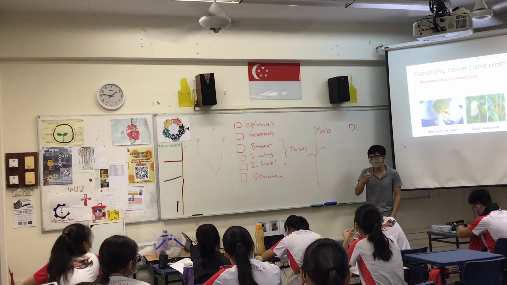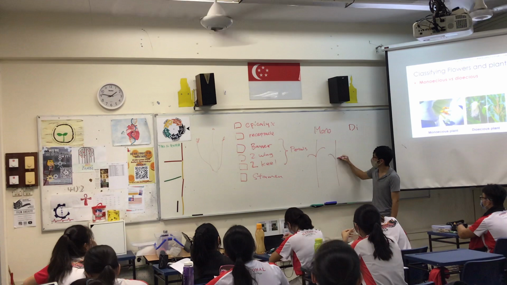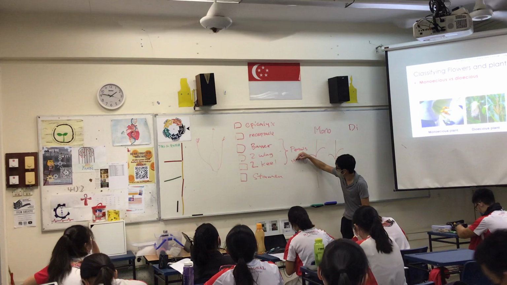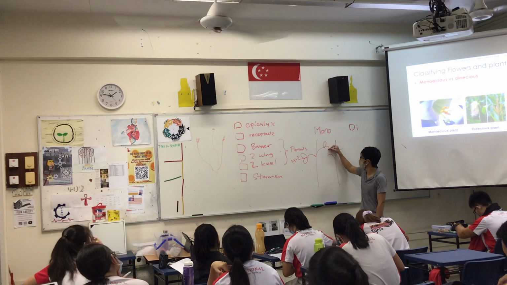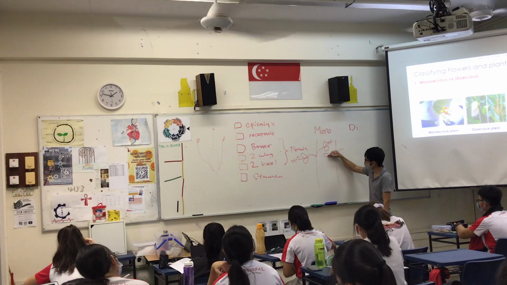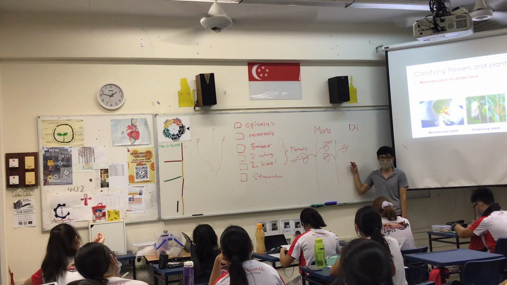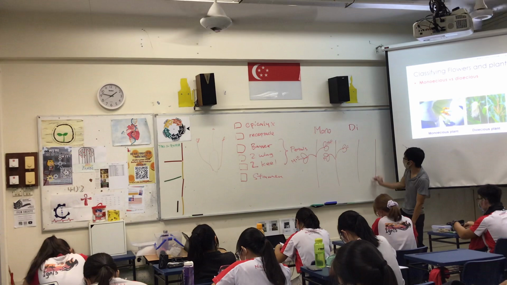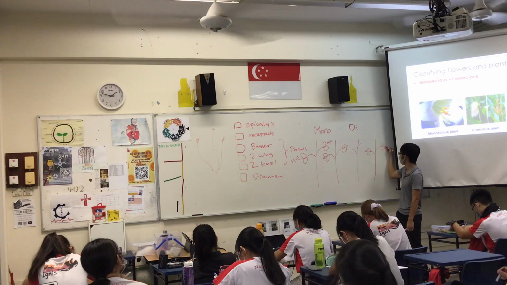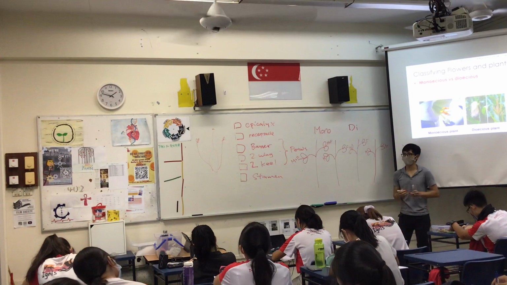I can have two types, right? First one is, I may have a flower that is perfect, meaning it contains male and female parts on the flower. It's monoecious. A male and female, perfect flower. Or, I could have a plant where some flowers are male, some flowers female. It's also monoecious. Male, female, same plant. A dioecious plant is one where the male and female parts are actually on separate plants. Male and female. That's what dioecious is.